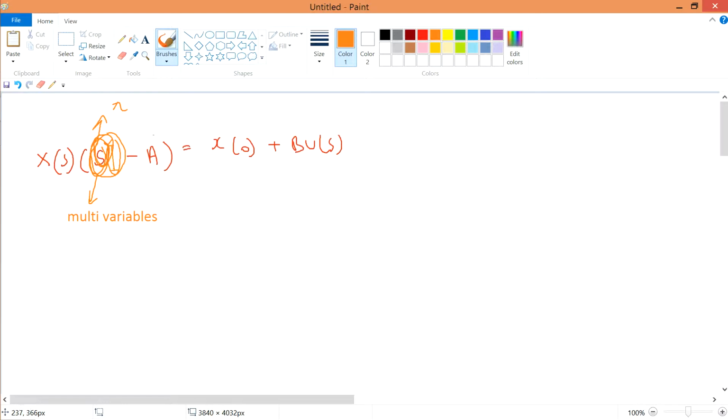However, the multivariable case states that we will have S times the identity matrix. Perhaps this is 3 times 3. We can also have 4 times 4, 5 times 5, 6 times 6, however large an identity matrix you want. And therefore, if this is a 3 times 3 matrix, then likewise this whole chunk should also be 3 times 3. In other words, A is also a 3 times 3 matrix.